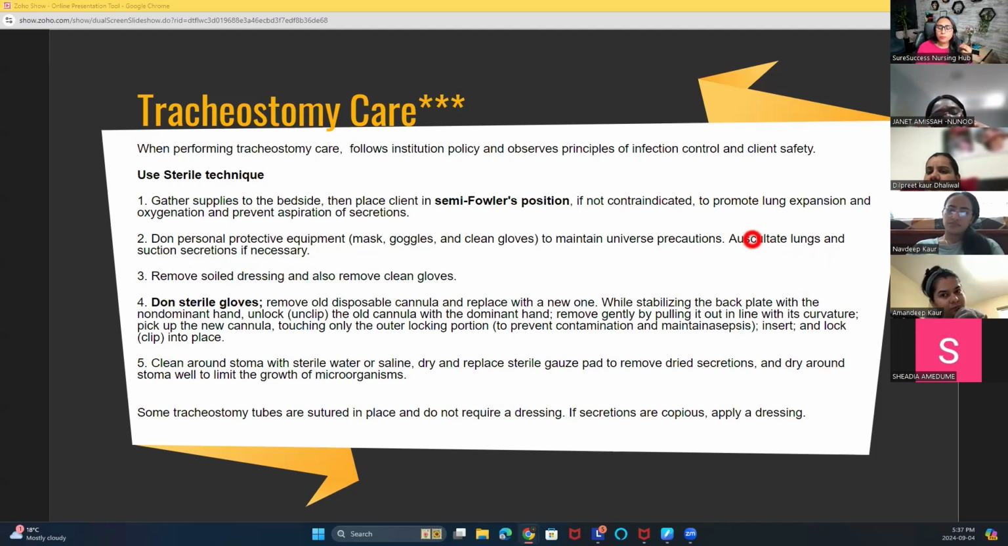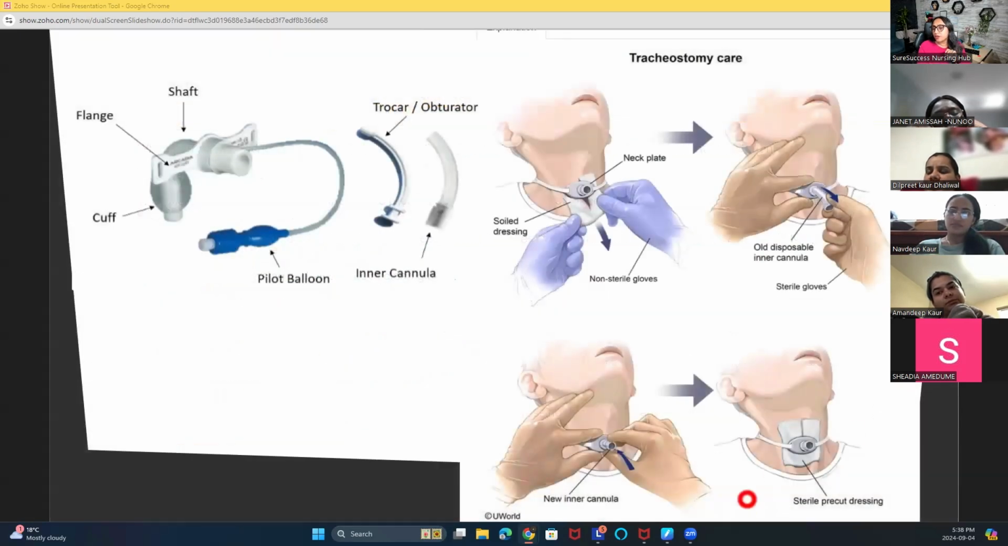Remove this, and then what happened? Auscultate the lungs, suction the secretions, because what happened if I have to suction it before? Whatever the secretions, the old one, let it be. Then remove the soiled dressing and remove the clean gloves. Put on the sterile gloves. Then remove the old disposable cannula, which is the inner cannula, and replace it with the new one. Clean the surrounding stoma with sterile water or sterile saline. Dry it, and then you are going to cover it with the sterile dressing. So this is the correct way.